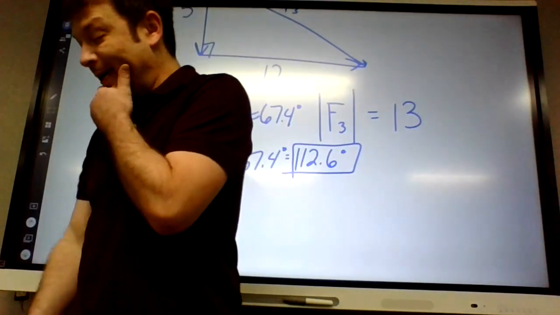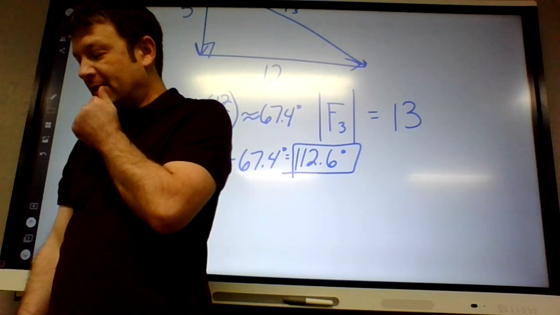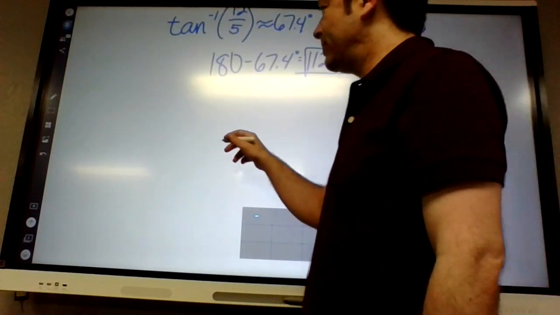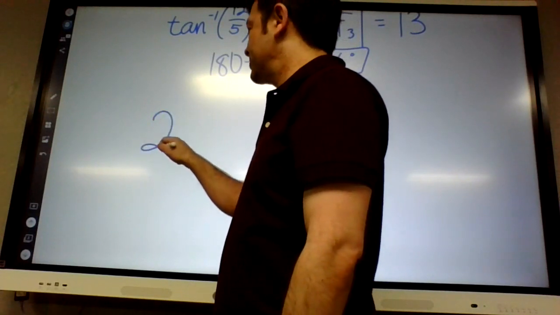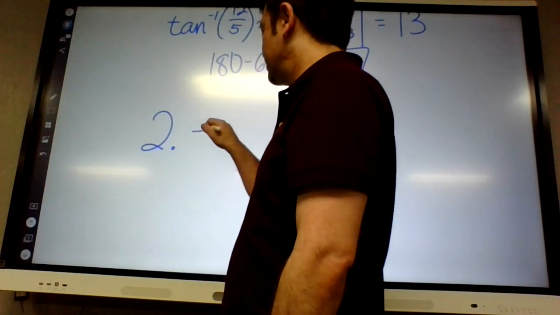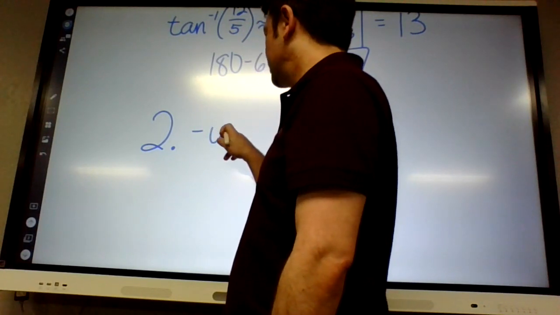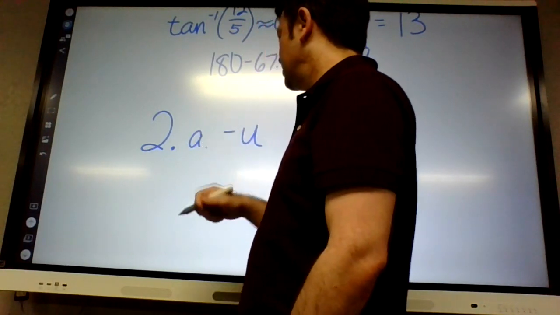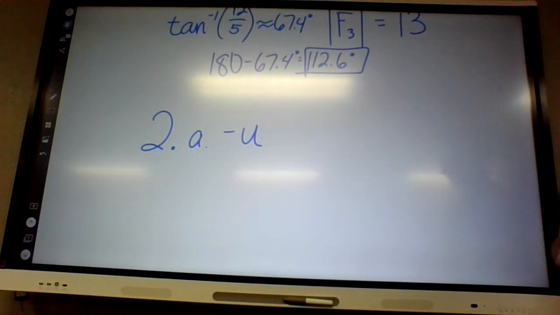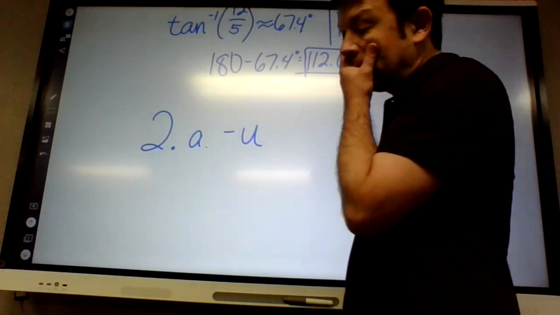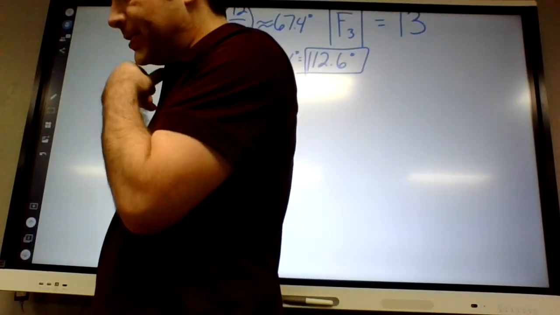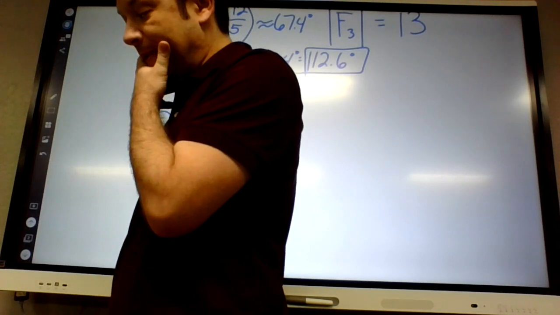So vector AB is kind of like vector U, but it's backwards. How would we make the vector go backwards? Well, you just put a negative in front of it. That makes the vector go backwards. Vectors do have direction, so the order does matter.